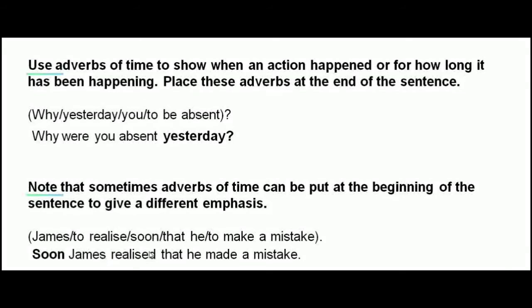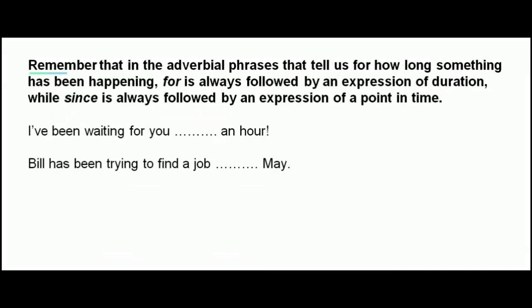Soon, James realized that he made a mistake. Also, remember that in the adverbial phrases that tell us for how long something has been happening, for is always followed by an expression of duration, while since is always followed by an expression of a point in time. Now read the following sentences and fill in the blanks using for or since.